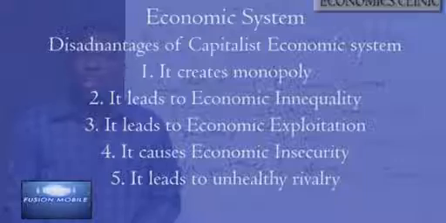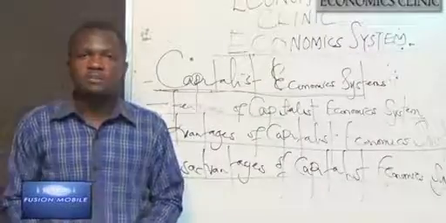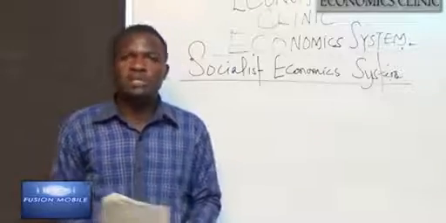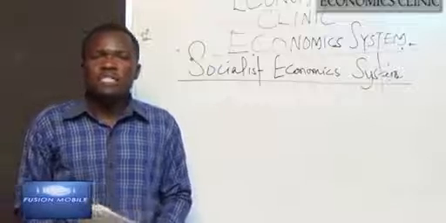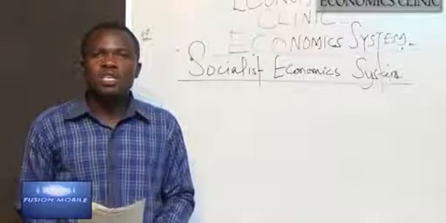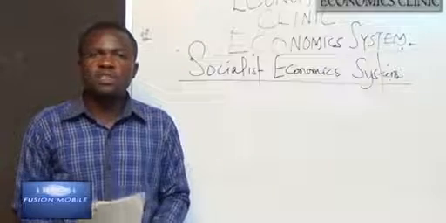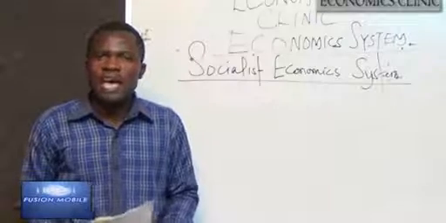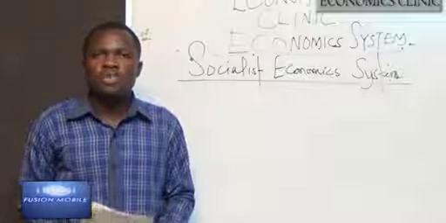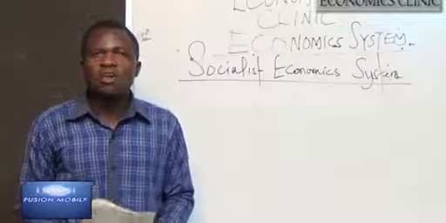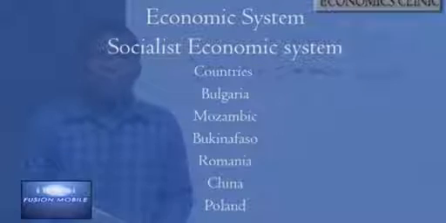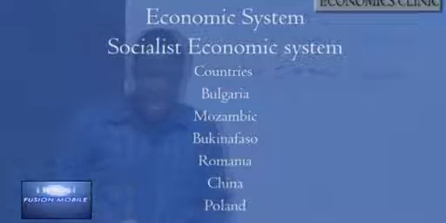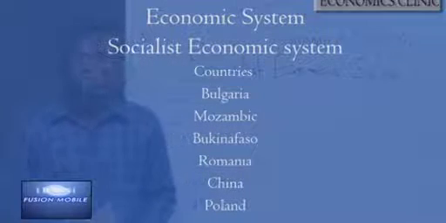Now we move to socialist economic system. Karl Marx was the one who propounded the theory of socialist economic system. He felt that individuals controlling the economy would lead to exploitation of the resources of the economy, so he felt government should step in and control every part of the economy. Some examples of countries that practice socialist economic system are Bulgaria, Mozambique, Burkina Faso, Romania, China, Poland, and so forth.